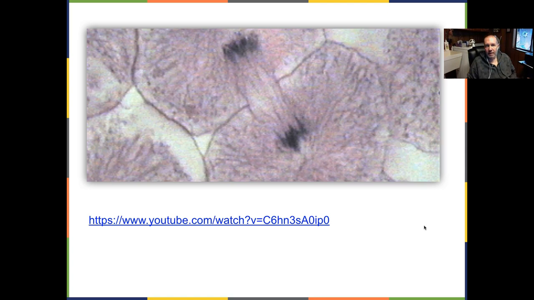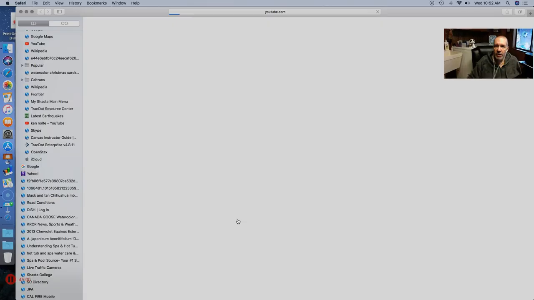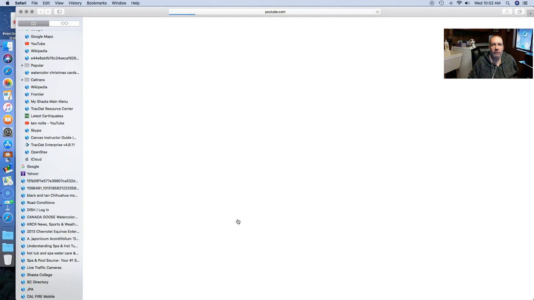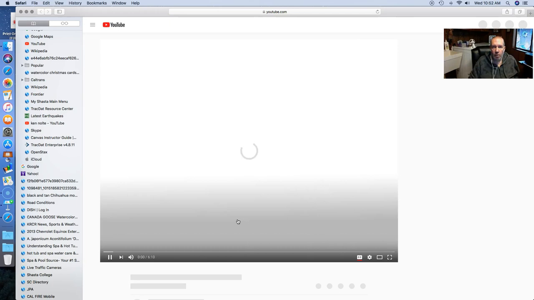Now again, I can describe it to you, you can read it in the book, and all that's definitely interesting, but it's always pretty cool to watch this happen as well and see the process actually happening, a real cell that's actually going through cell division. So I don't think I'll run this whole thing, but we'll start it anyway.